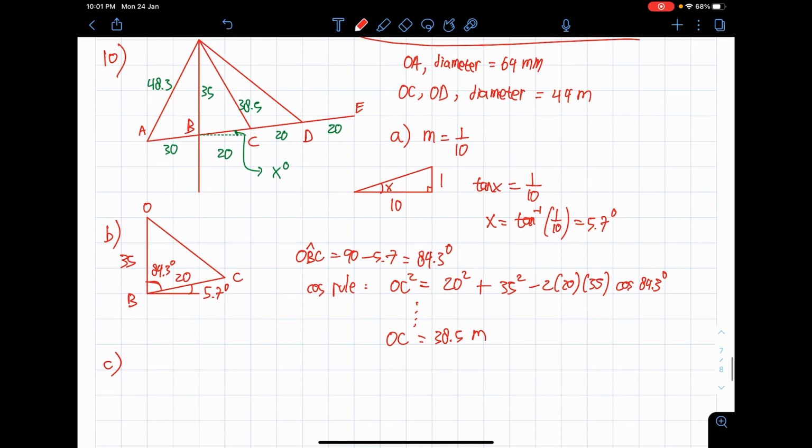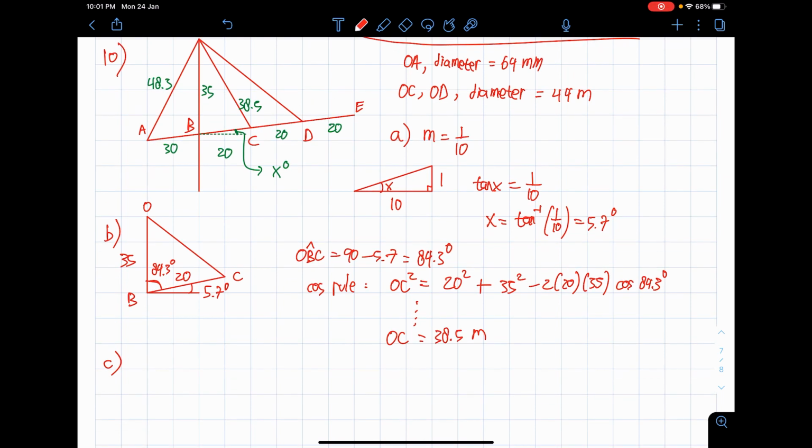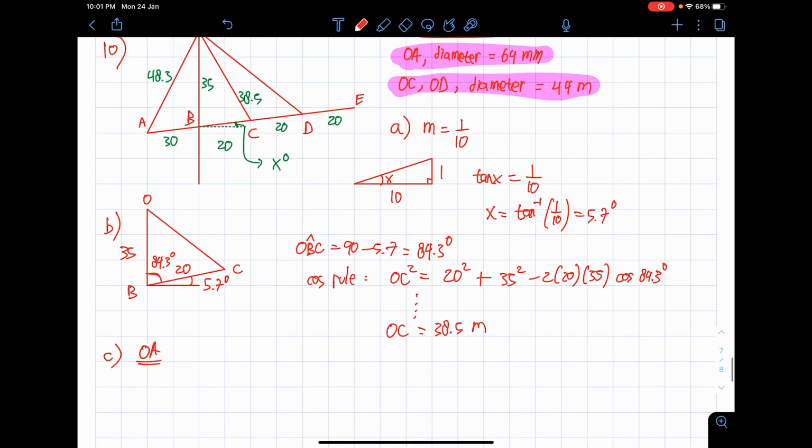Okay, so the 3 cables length, let's find it first. Oh wait, no, cannot. This is where the importance of the OA and the OC, OD comes in, that they tell you the diameter. So let's look for the OA. It's technically a cylinder, right? So the volume is pi r square multiplied by height.